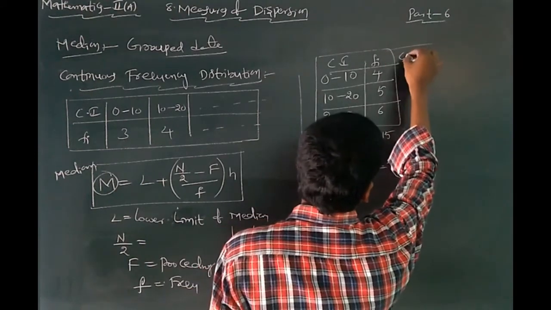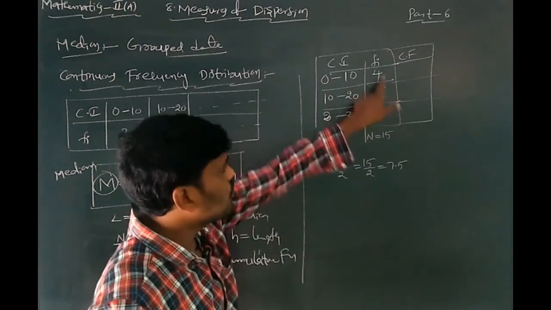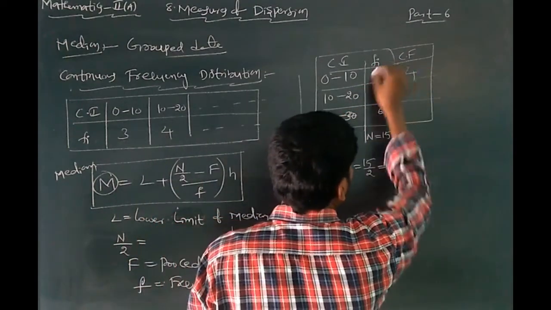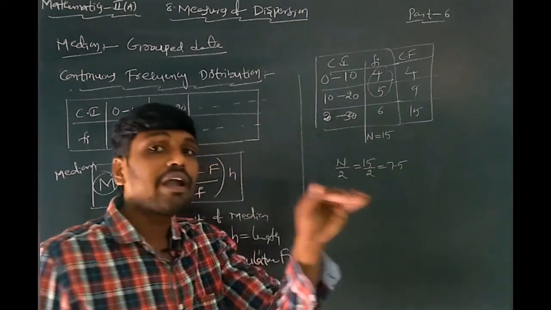You can find the cumulative frequency CF. What is the CF here? CF: the first one is 4, the second one is 4 plus 5, 9, the third one is 15. Here N by 2 is 7.5.